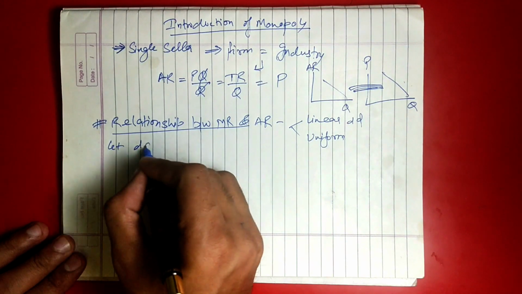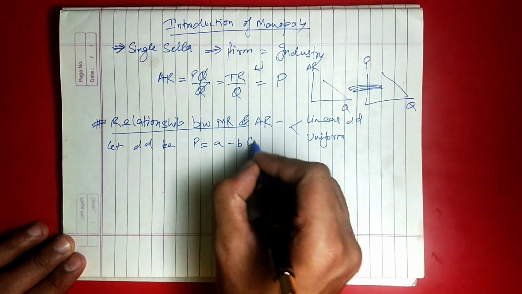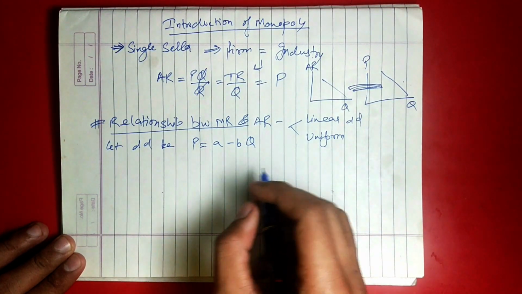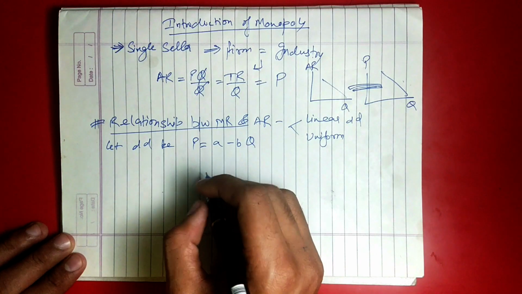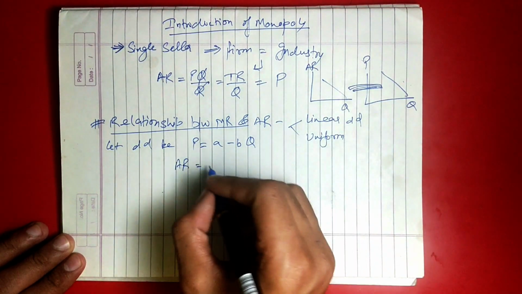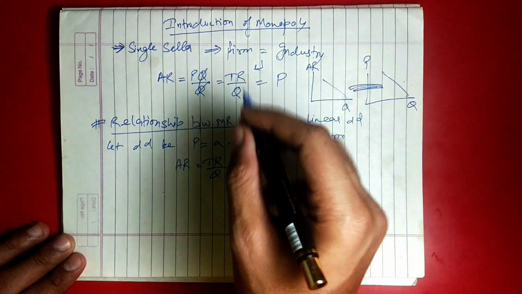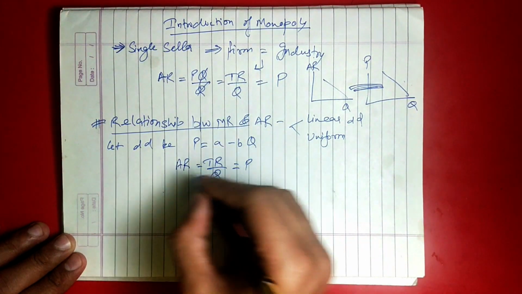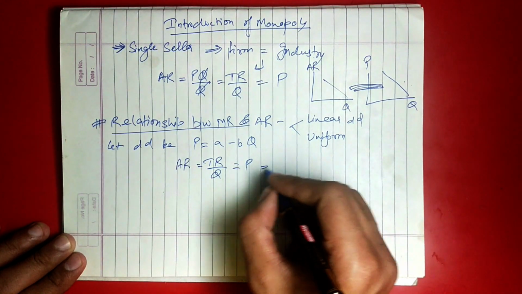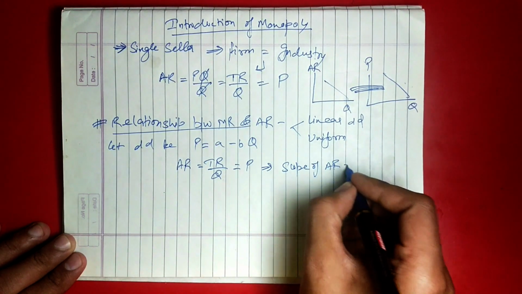Now I'll take the demand function P is equal to A minus BQ, which is linear as you can see, with the slope of minus B. You can easily see AR is equal to P, but if you want to show it, I've already shown it above, so you don't have to do anything. This means the slope of AR and the price line is the same. That means the slope of AR is equal to minus B.